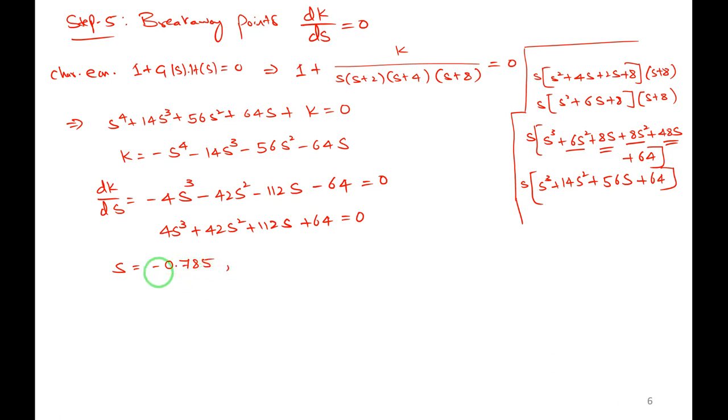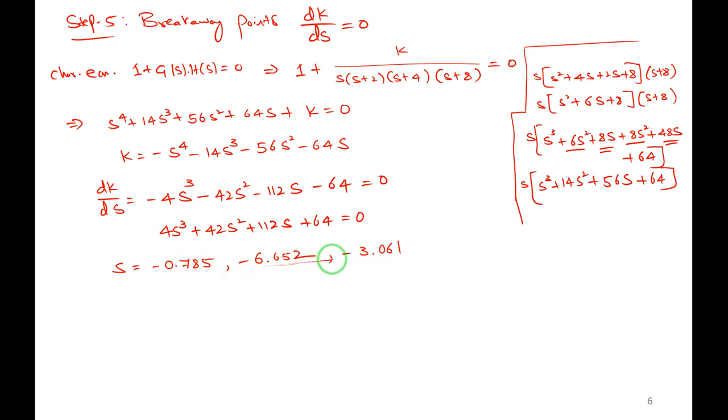The next root is minus 6.652. This is the second root. And let me check for the third root. It is minus 3.061. There are 3 roots, out of which I have to check which is valid: 0.7, 6.6 or 3. All are negative only.